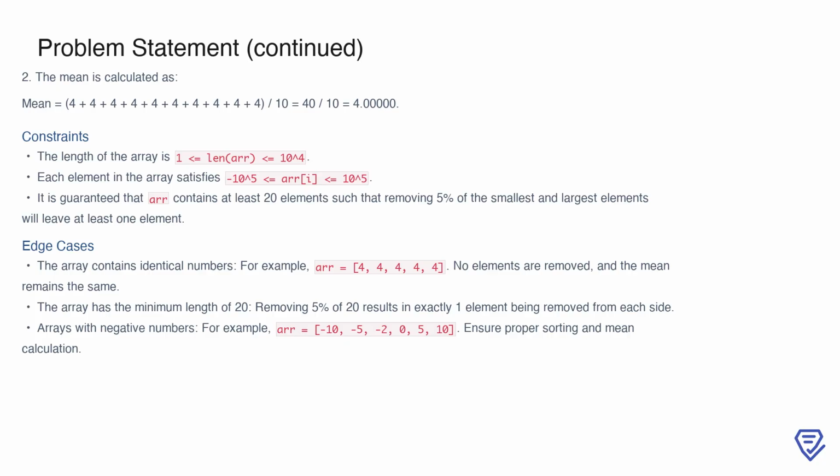The problem also provides some constraints and edge cases to consider. For example, arrays with the minimum length of 20 will have exactly one element removed from each side. Arrays with all identical values or containing negative numbers are other scenarios to keep in mind. These considerations ensure the solution is robust and handles all possible cases effectively.